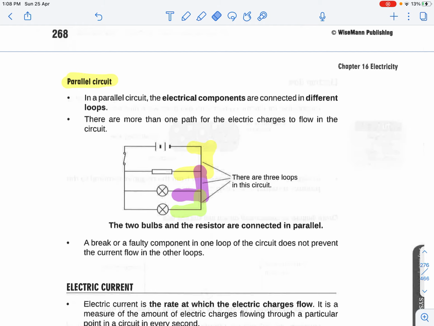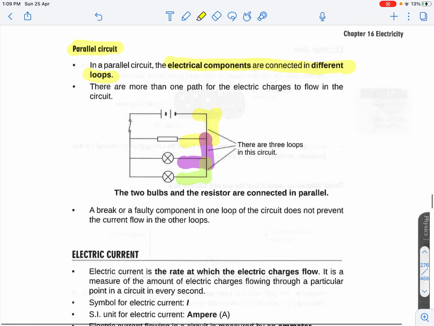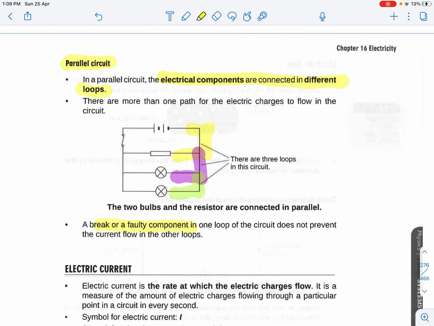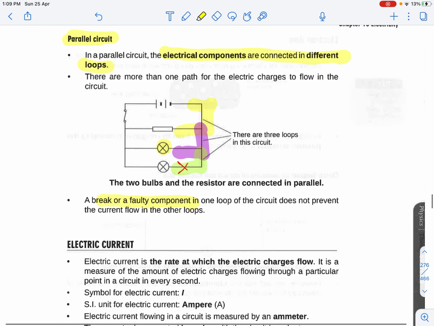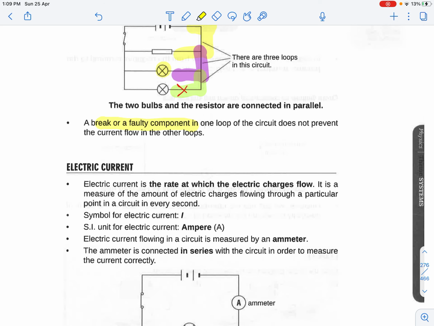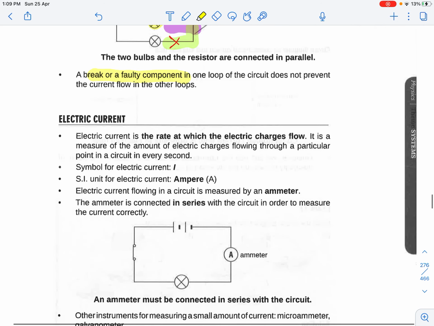So what is one advantage of this? If there's any breakage, the other light bulbs that are not affected can still light up. For example, if this particular loop is open, this light bulb will not be able to light up. However, the other light bulbs will be able to light up. The resistor is just a resistor, so it will not be able to light up.